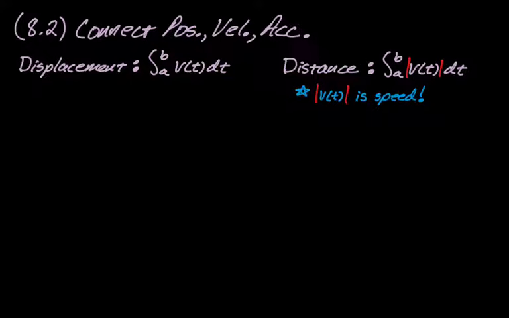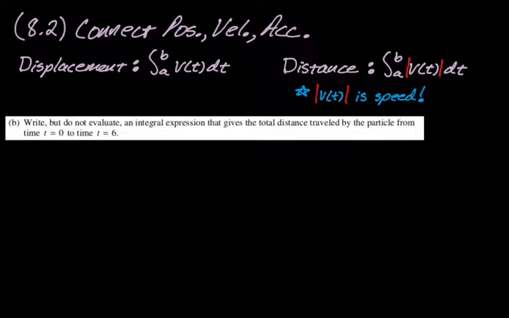All right, so let's take a look at what these look like. Write but do not evaluate. That is the greatest thing you can see on any AP exam. An integral expression that gives the total distance traveled by the particle. So total distance is going to involve absolute value. And also on FRQs, you often have to approximate the value instead of actually find it. Here we just had to set it up, probably because it'd be super annoying to actually find.